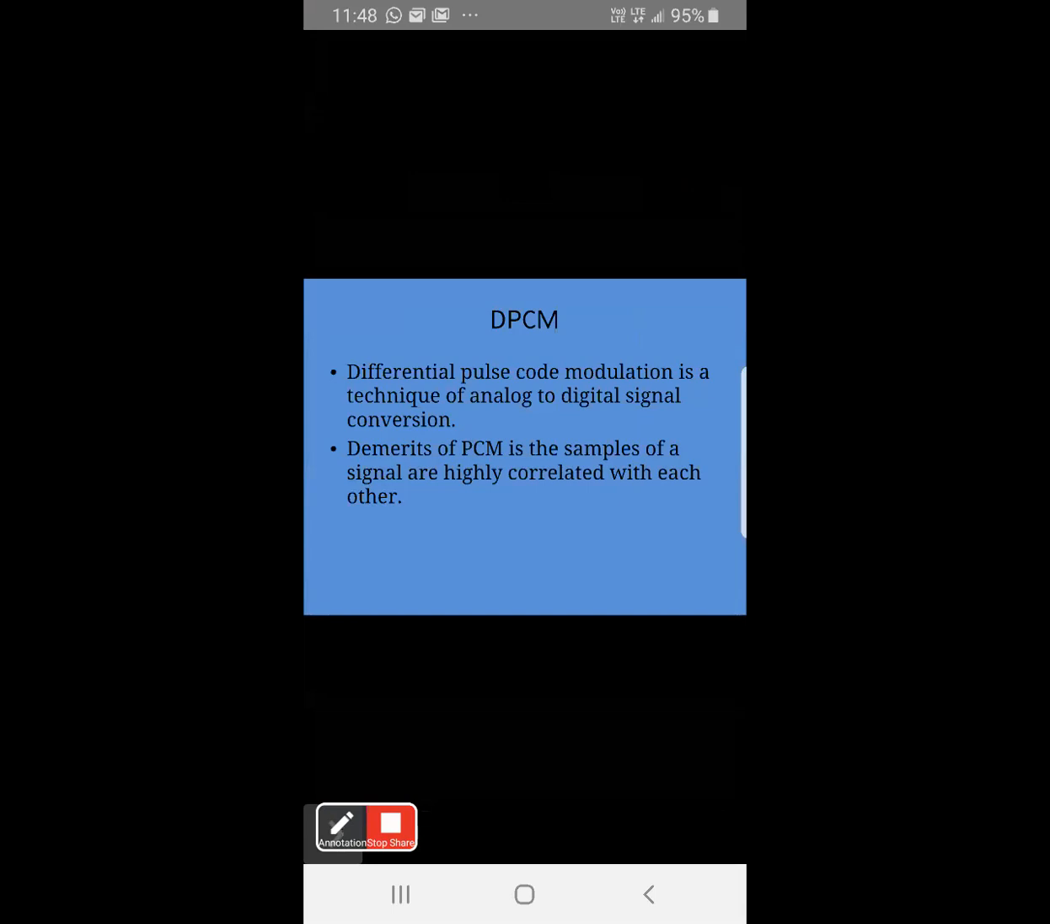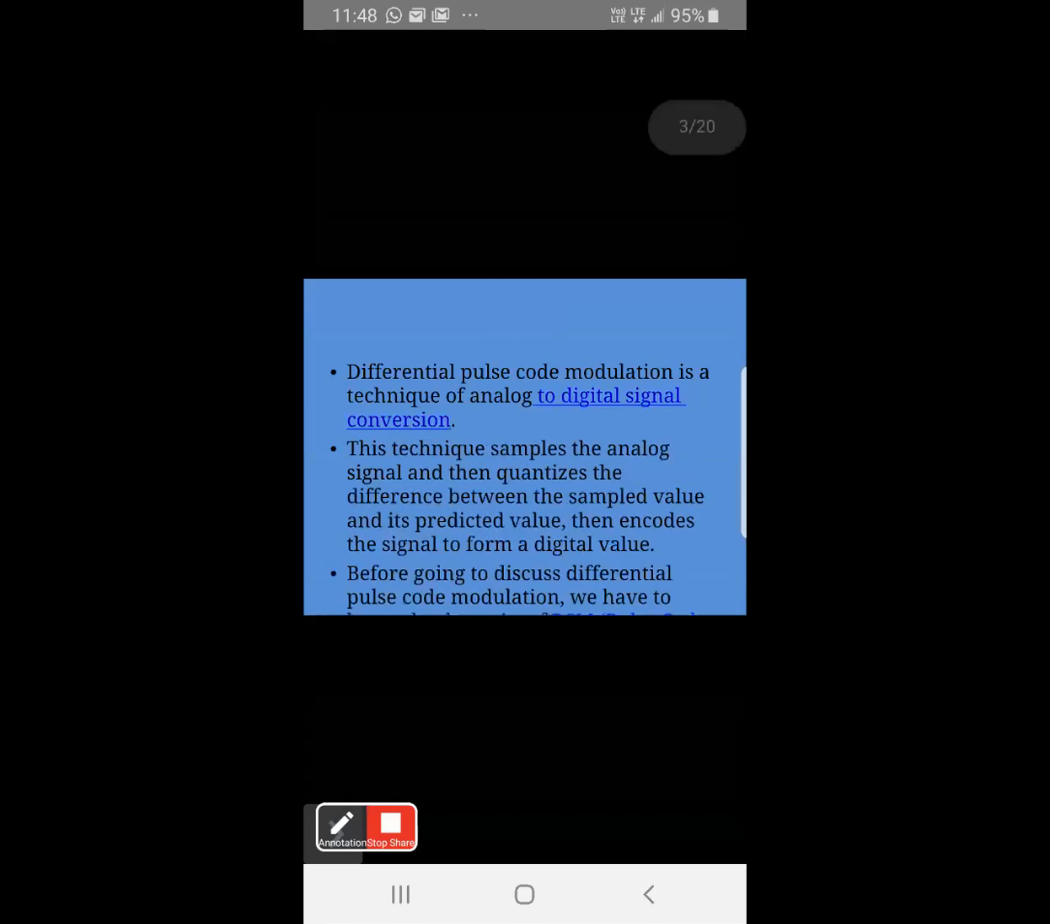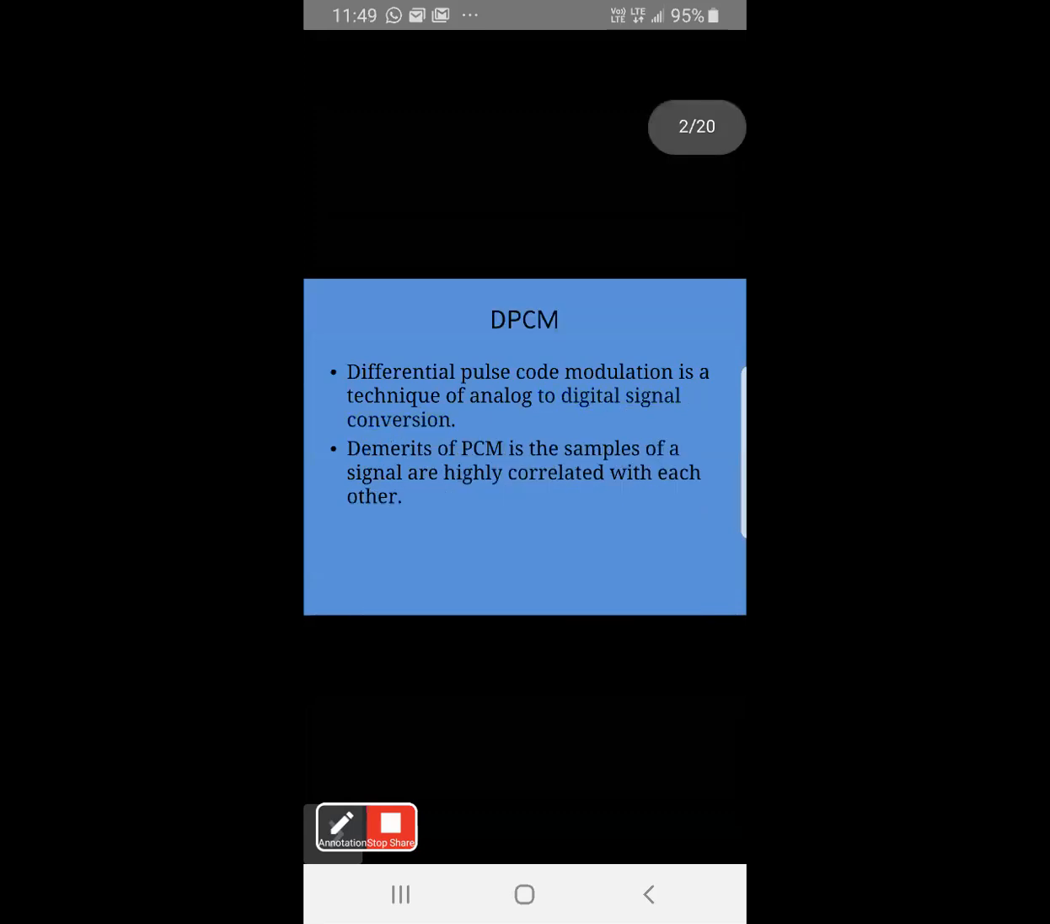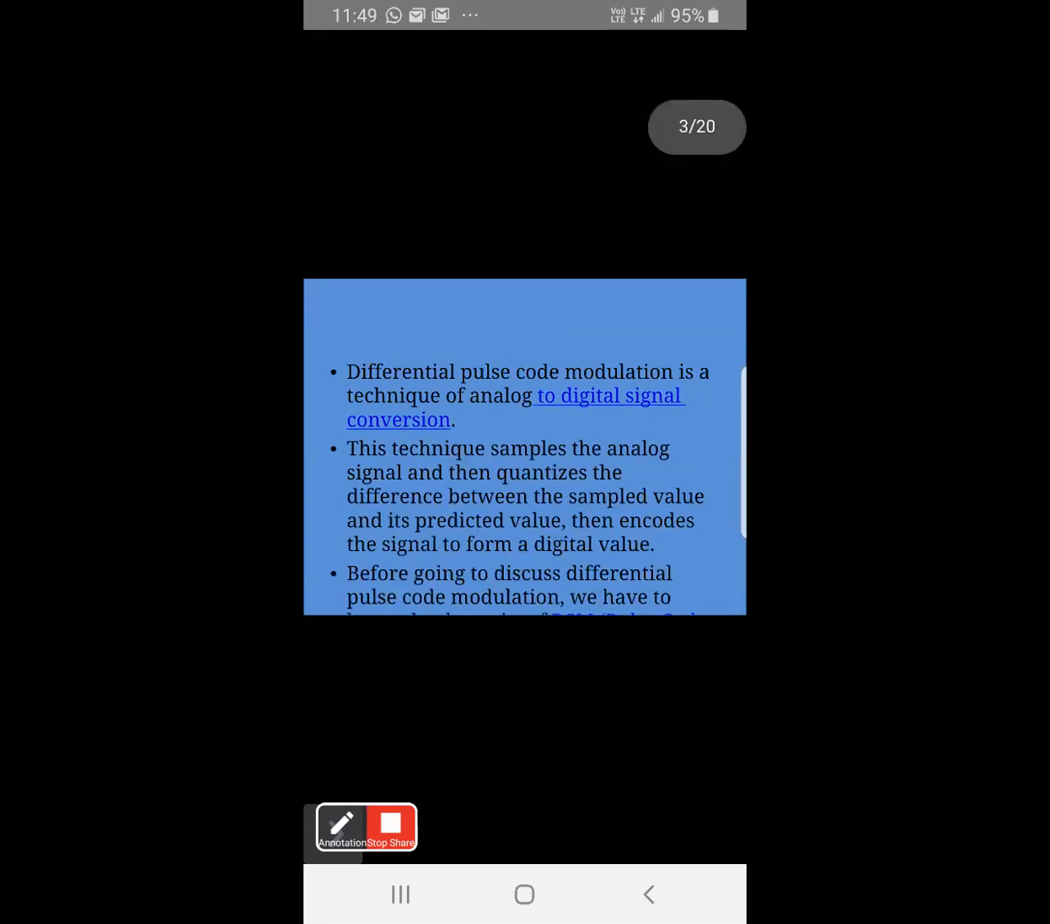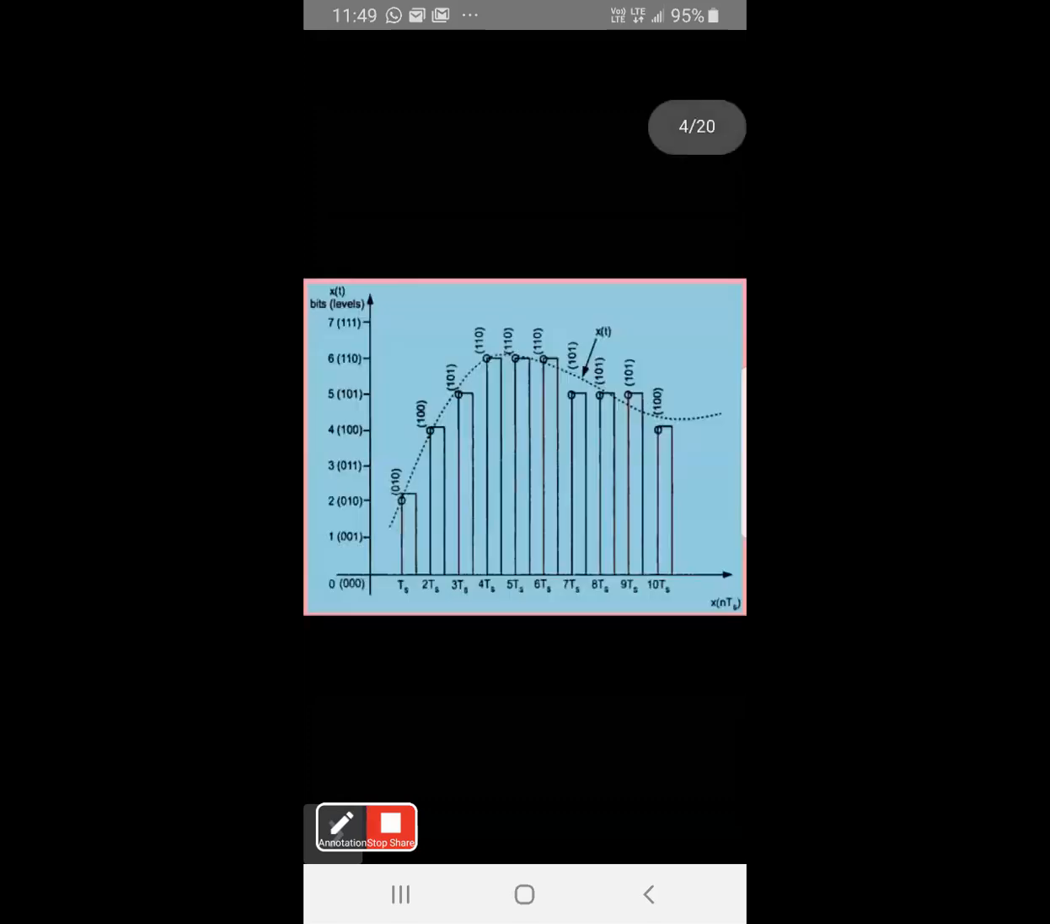And we have some demerits of the PCM signal. The samples of the signal are highly correlated. How they are highly correlated means: differential pulse code modulation is a differential coding technique, and here the technique samples the analog signal, then quantizes the difference between the sample values and predicted values.